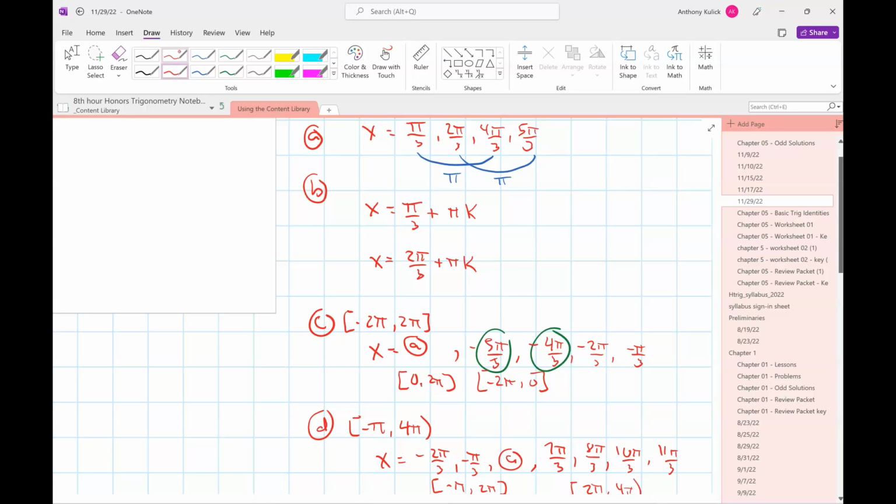So, just out of curiosity, is the general pattern for C always going to be the opposite, or the same but negative? Oh, no, not the same but the negative. It's going to be the answers from A minus 2 pi.